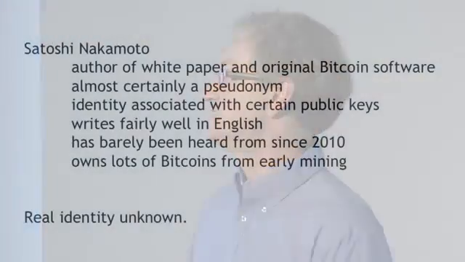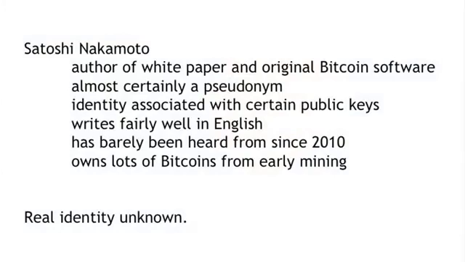This was released along with open source software to implement the Bitcoin system back in 2008, and this is where everything started. Now this was written by this person, Satoshi Nakamoto, and Satoshi is one of the central mysteries of Bitcoin. What do we know about Satoshi? Well, Satoshi is the author of this white paper and the original Bitcoin software. The name Satoshi Nakamoto was almost certainly a pseudonym.